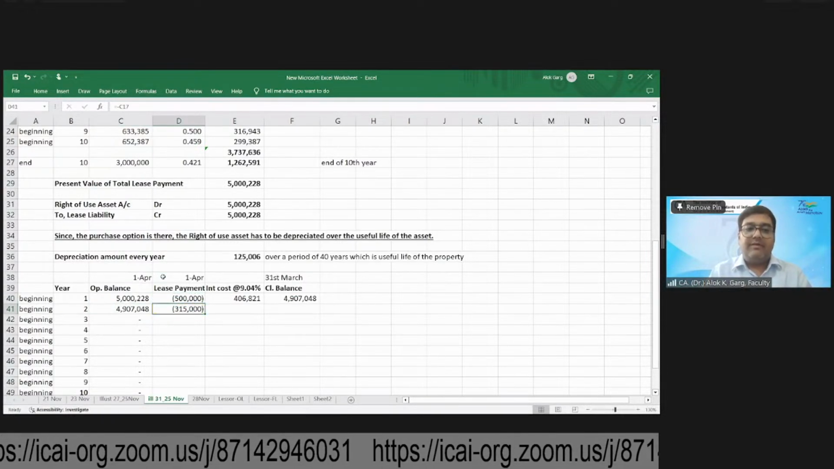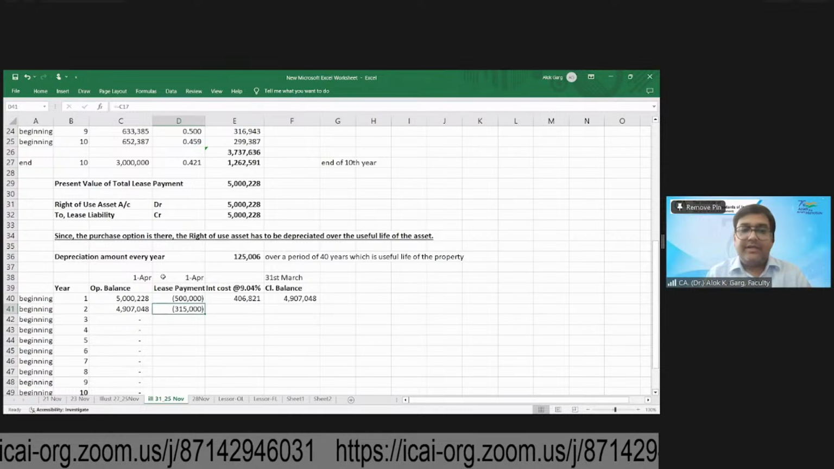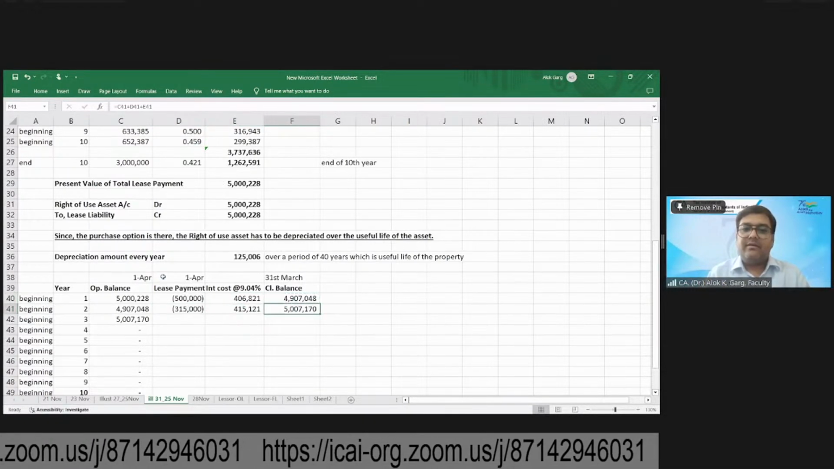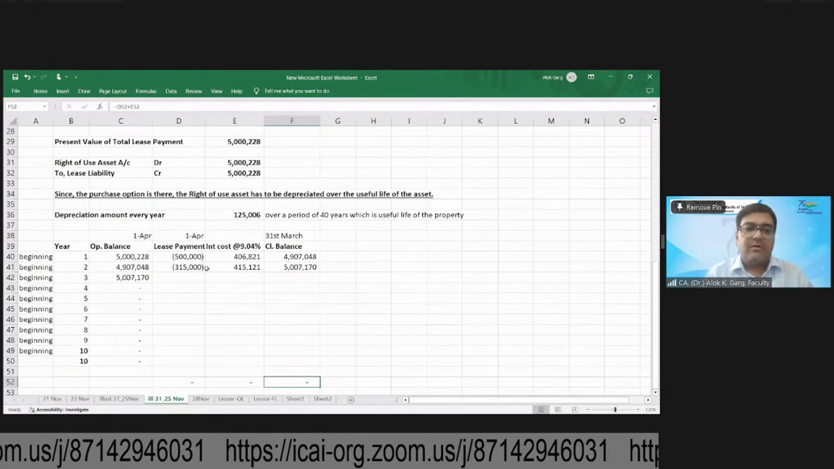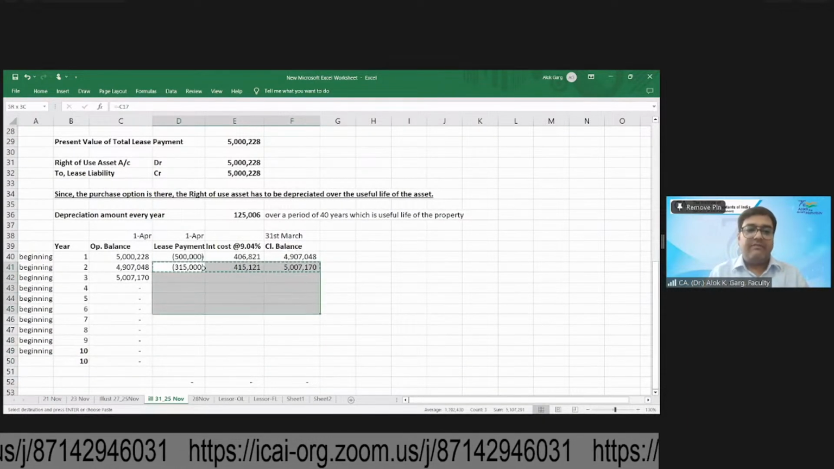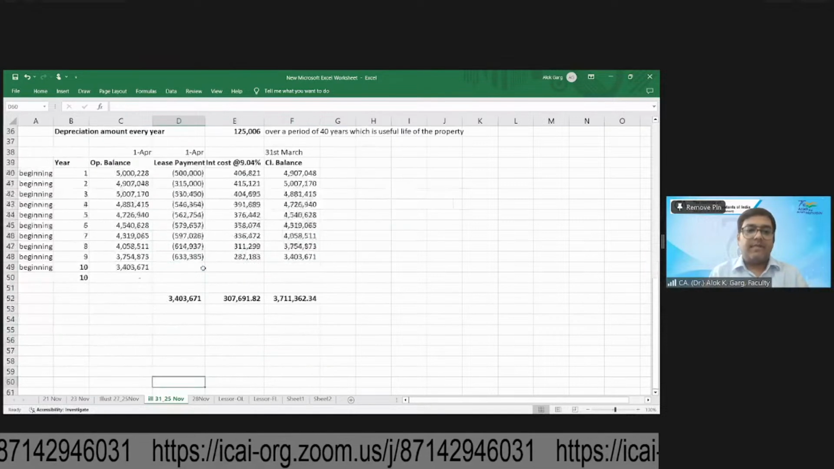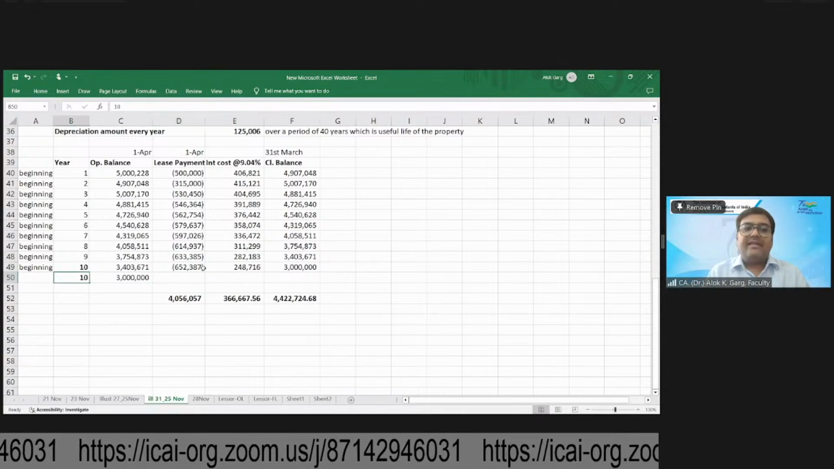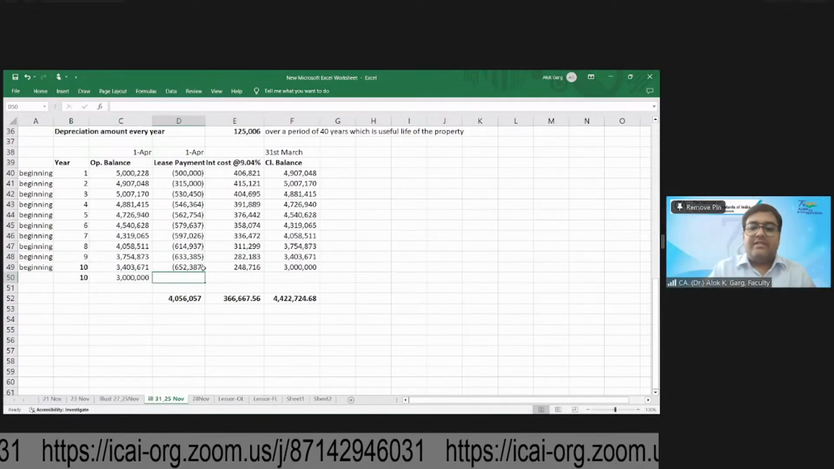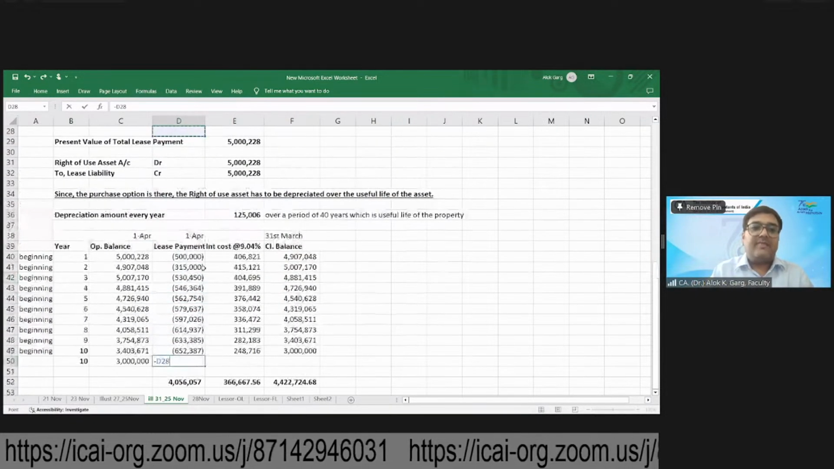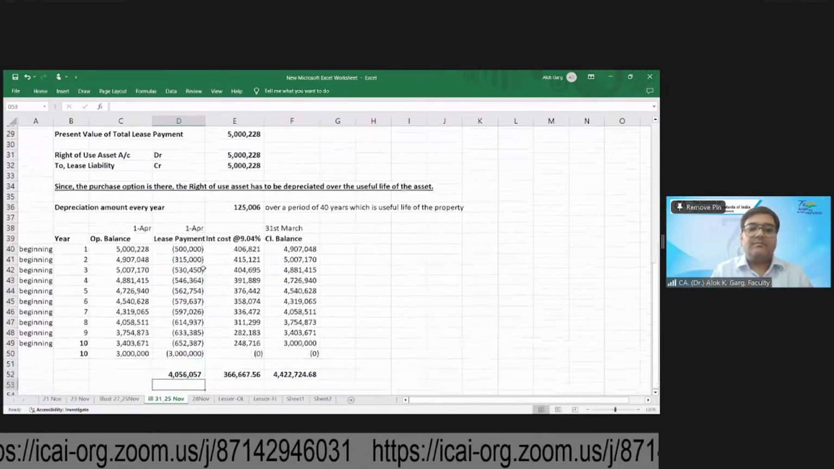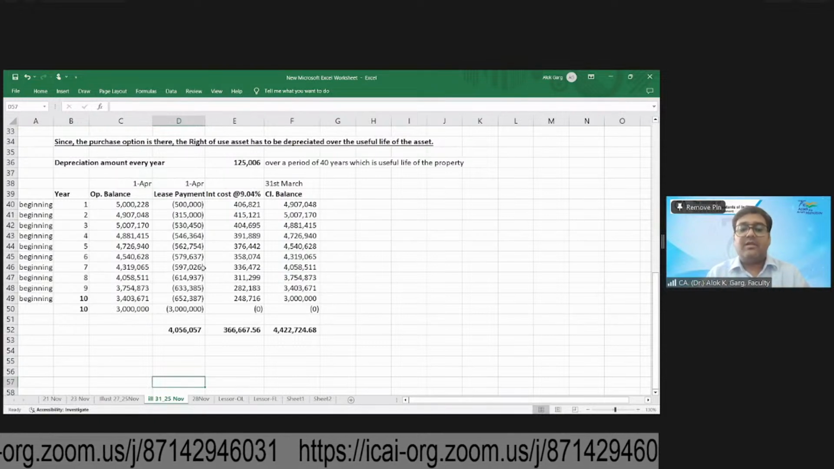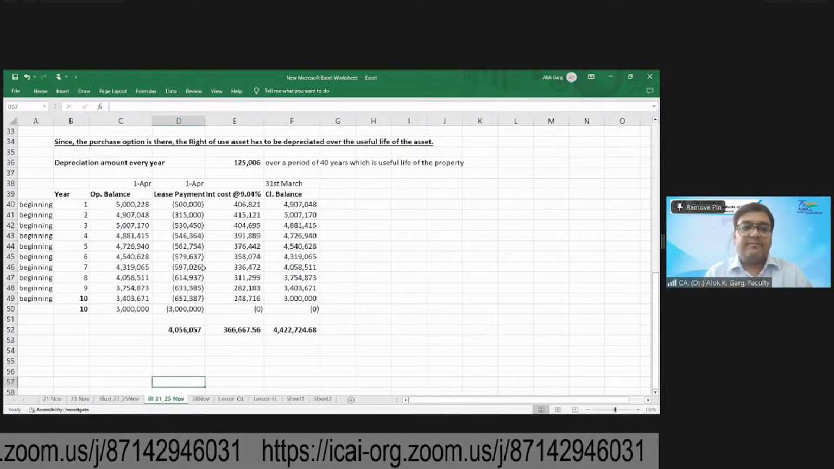And again, this will be my 15,000 net of incentive. Right? This will be my interest cost. This will be my liability. So this is how this entire calculation will happen. Correct? And at the end of the 10th year, there is a lease payment of 30 lakh as well. And this is how this entire lease liability will be amortized. This is the amortization table or schedule of lease liability as well.